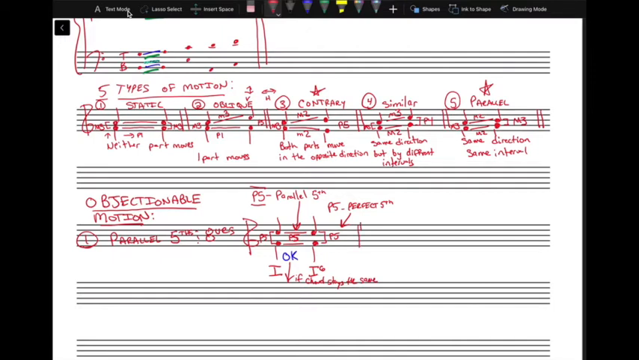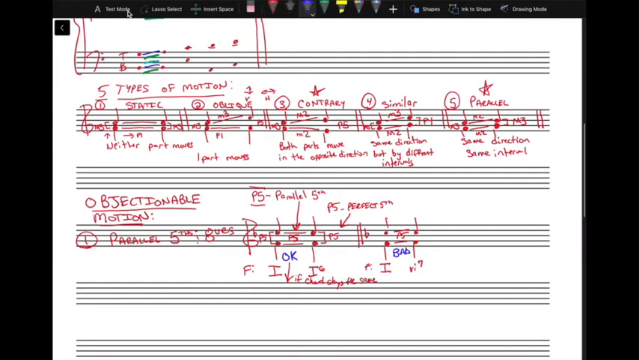It's not okay if we have F and C and F and C. If we're on a 1 chord, that would be in the key of F, just to keep things cool here. And then we go to a 6-7 chord. Then this would be parallel fifths, and this would be bad.